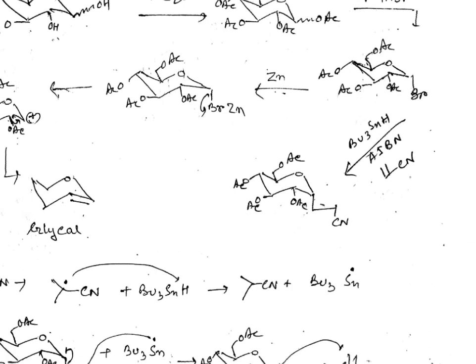After that, I think I have missed something. Okay, I have missed these OAc groups. OAc and OAc will be here. This will form a glycal. And if you react the tributylstannane here with this double bond and CN, then you will get actually this one.